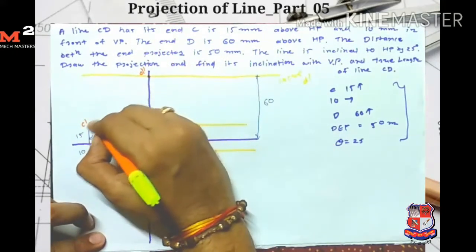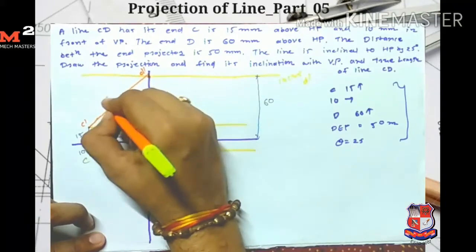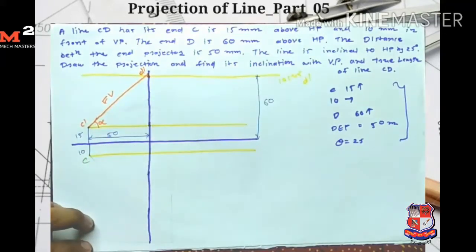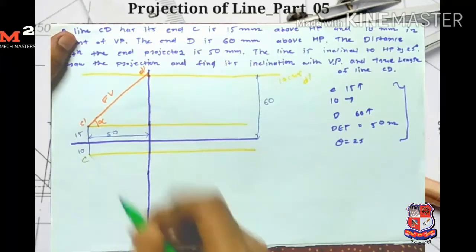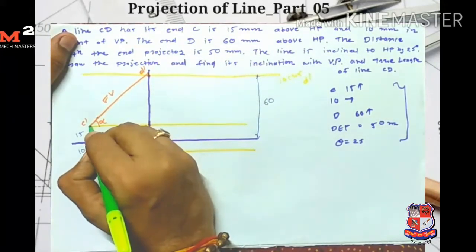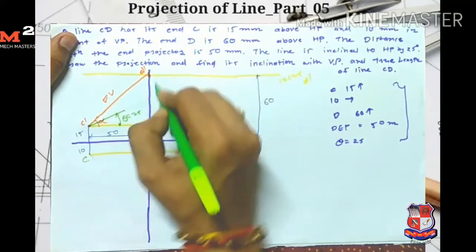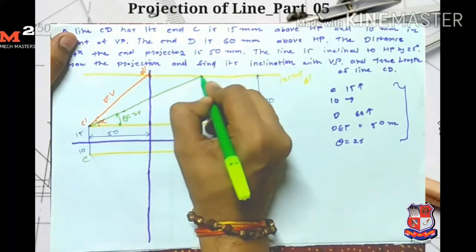Okay, so this line C dash D dash is my final front view, and the angle made by the front view is alpha. Okay, now another data given is theta is equal to 25, meaning the angle made by the true length. Here the true length is not given, but the angle is given. So from the C dash point I draw one line at an angle of 25 degrees, theta is equal to 25 degrees, which intersects the locus of D dash here.